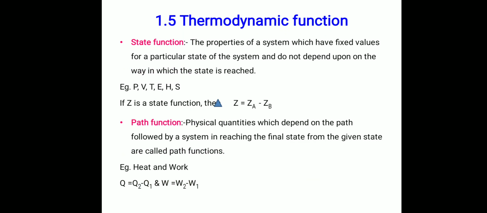The other concept is thermodynamic function. There are two types of function. One is state function, second is path function. What is a state function? The function which does not depend on the path or the way is called a state function. For example, pressure, volume, temperature, enthalpy, entropy, etc. And if the function depends on the path followed, then it is called a path function. For example, heat and work.